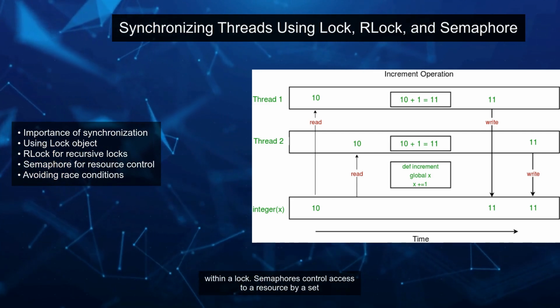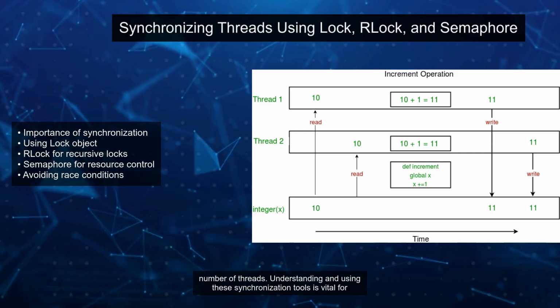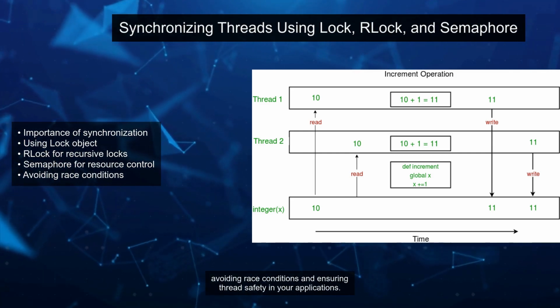Semaphores control access to a resource by a set number of threads. Understanding and using these synchronization tools is vital for avoiding race conditions and ensuring thread safety in your applications.